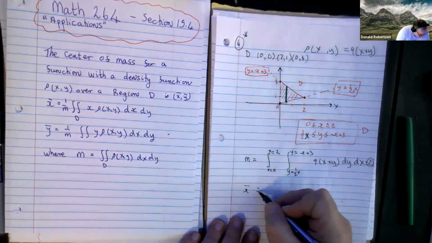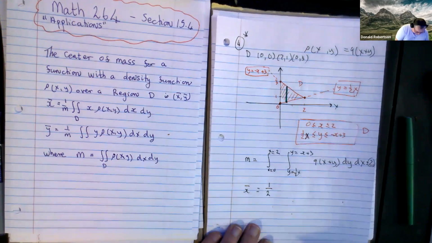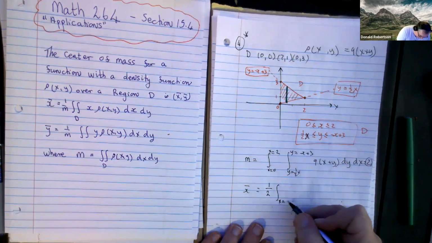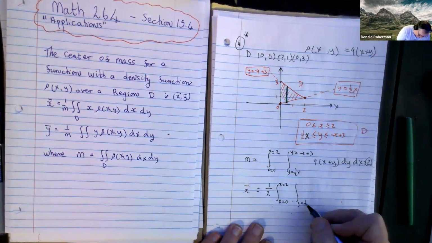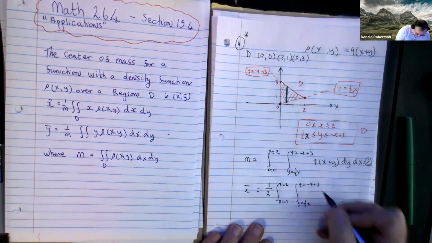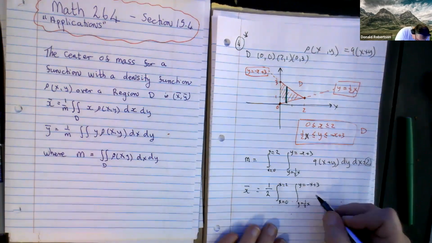If you wanted to, for instance, get x bar, it would be 1 over the mass, 2, times the same double integral as we have up here, at least the limits are the same. And the only difference is you add for x bar an extra x.